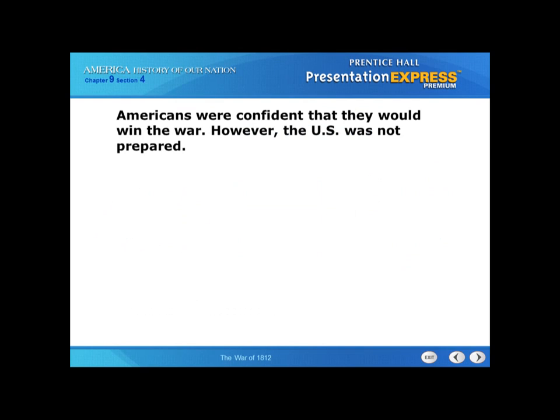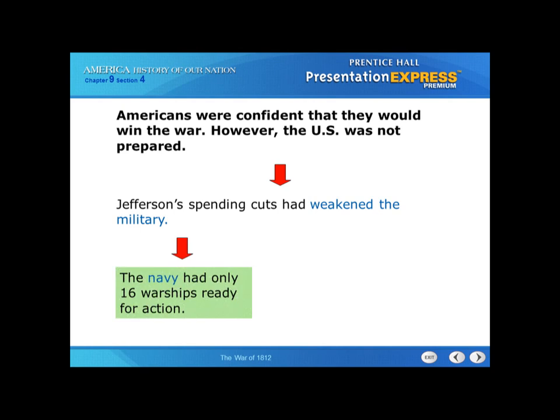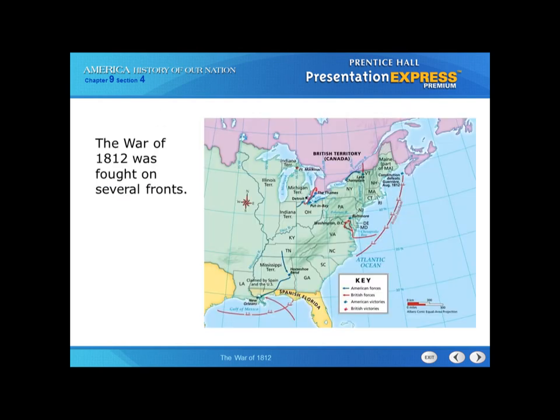Americans were confident that they would win the war. However, the U.S. was not prepared. Jefferson's spending cuts had weakened the military. So remember, from the last president, when Jefferson came into office, because he was an anti-federalist from the Republican Party, he began to cut the budget for the federal government, and this weakened the military. The Navy had only 16 warships ready for action. The Army also had fewer than 7,000 soldiers. So we're not in good shape in order to fight the British.